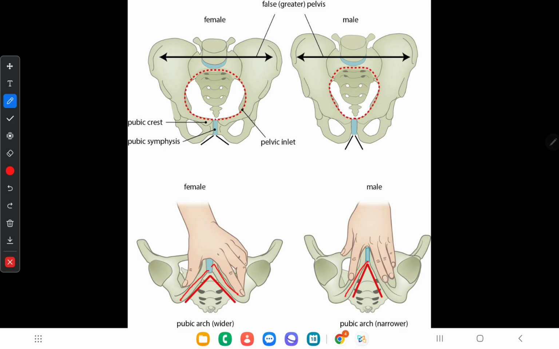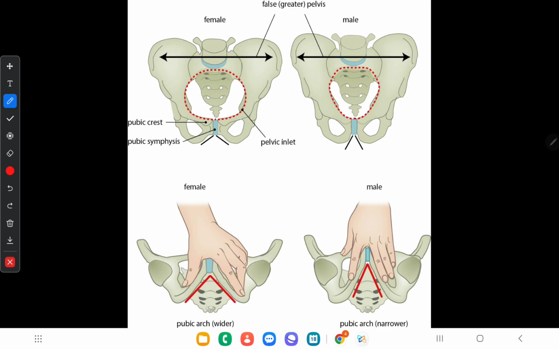Then this is the infrapubic angle. In females it is wider, but in males it is narrower. That means in males, it is the angle between the middle and index finger. In females, it is the angle between the thumb and index finger.